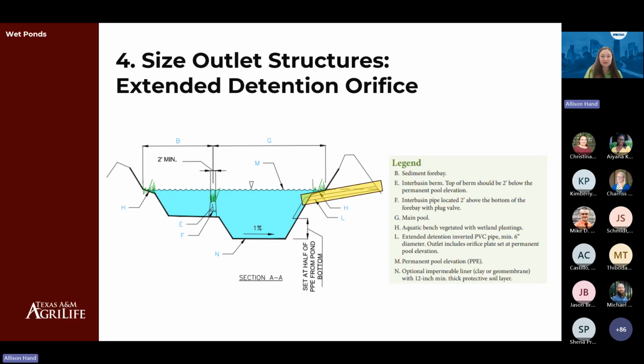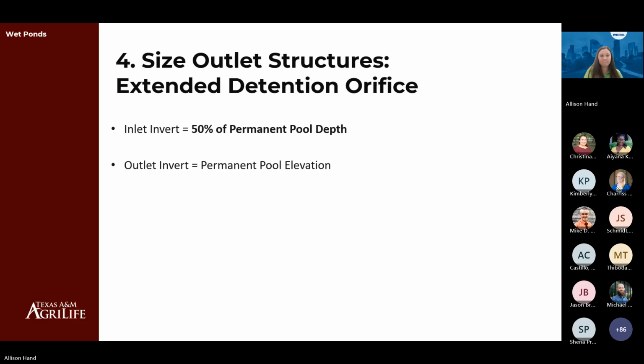Walking through some things to consider when designing your extended detention orifice. Your inlet invert should be about 50% of the permanent pool depth, and your outlet should be set at your permanent pool elevation. The drawdown time of the extended detention volume should be at least 48 hours to allow for sedimentation. If the pond drains too quickly, then it won't achieve the intended water quality function.